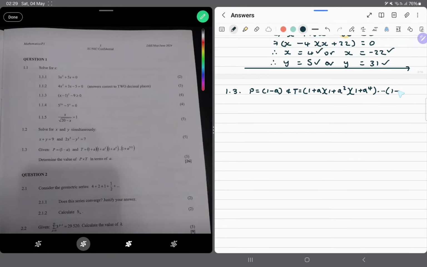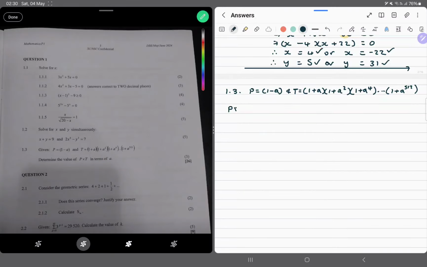It's one of those questions that are here to cause trouble. Okay, so we're given those. What are we supposed to do? We need to determine the value of P times T in terms of A.